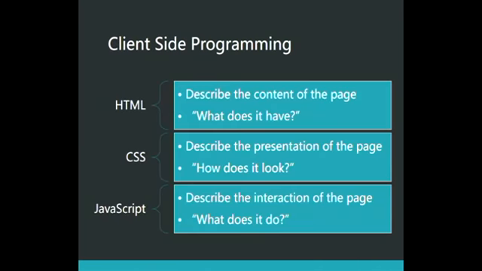So the three cornerstones of web front-end programming are HTML, CSS, and JavaScript. Each of them is responsible for different things. The most basic one, HTML, describes the content on your web page. That means what's on the web page. Do you have a title there? Do you have a paragraph there? Do you have an image there? So if it's there or not, HTML is responsible for that.